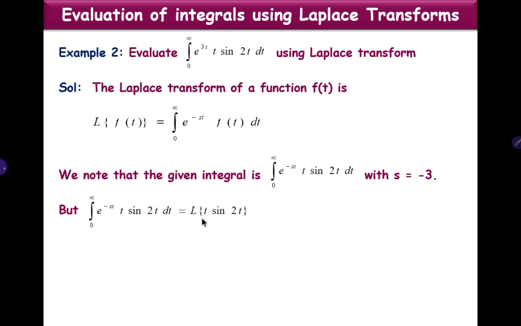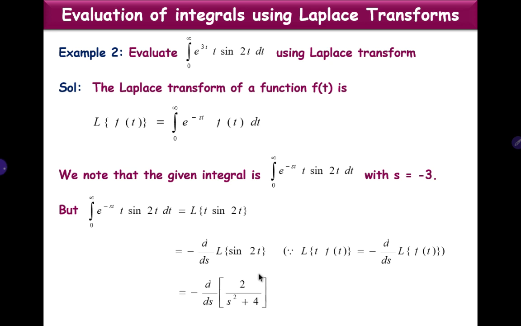Now we can evaluate the Laplace transform of t sine 2t by applying the properties. What is L of t into f of t? L of t into f of t is minus d by ds of L of f of t. So L of t into sine 2t is minus d by ds of L of sine 2t. And L of sine 2t is 2 by s square plus 4. So this is minus d by ds of 2 by s square plus 4.